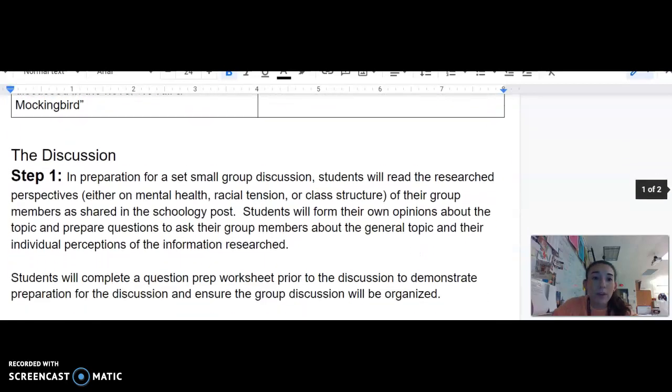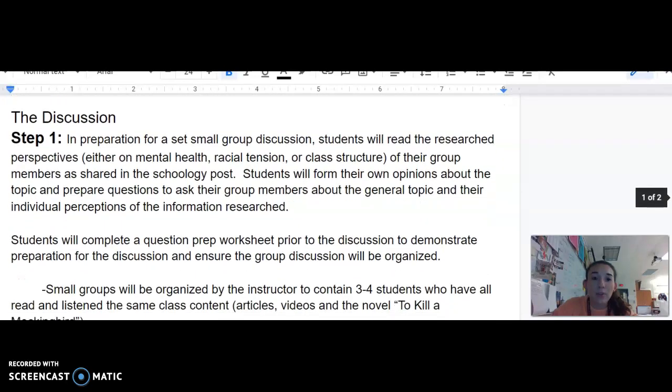So step one is a general discussion. You're going to be working in small groups to discuss different topics that you researched already. Students will read the researched perspectives, either on mental health, racial tension, or class structure, of their group members as shared in the Schoology post.